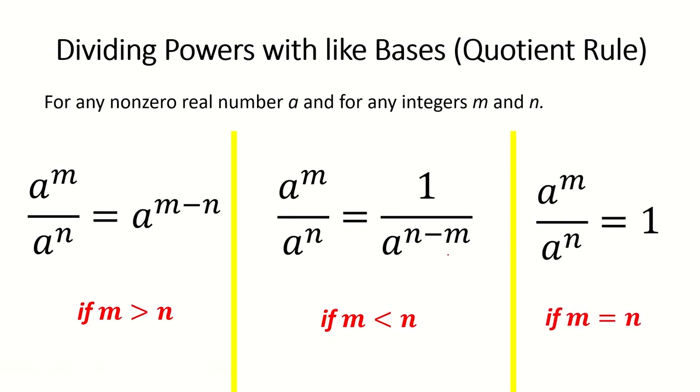That gives us our last case for the quotient rule. If the exponents are equal, then everything will be cancelled out. Automatically, it's 1.